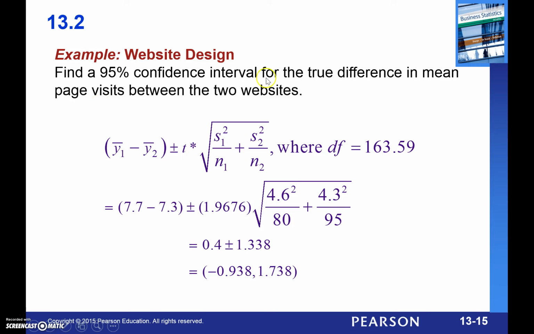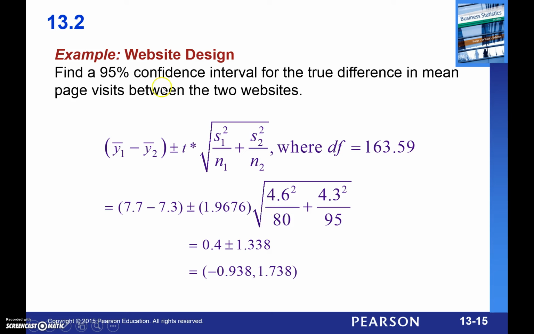Okay, now if we do a 95% confidence interval for the true difference in the mean page visits between the two websites, we've got the difference in the means. Again, for a confidence interval we have our mean value, in this case a difference in mean values, plus or minus our margin of error. The margin of error is a critical t-score times our standard error of the difference in our y bars, which is just the equation we saw before, with that degree of freedom again. Based on this degree of freedom and this confidence level, you can look up this t-star from the t-table. It's 1.9676, and we already calculated the rest before.